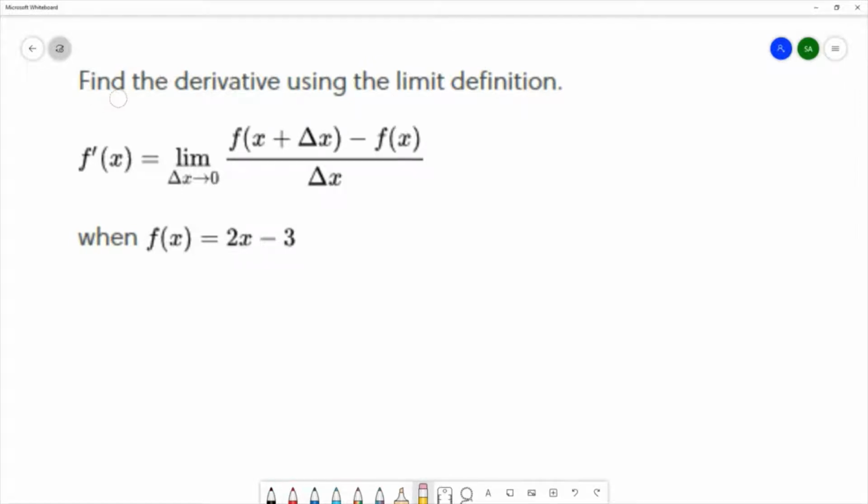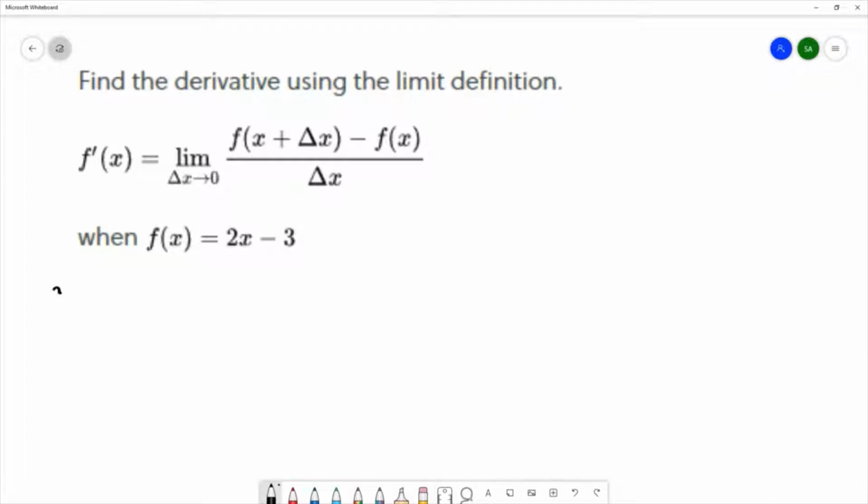This one says find the derivative using the limit definition. Our definition for the derivative is f prime of x equals the limit as delta x approaches 0 of f of x plus delta x minus f of x over delta x. And we're going to do this for the function f of x equals 2x minus 3.